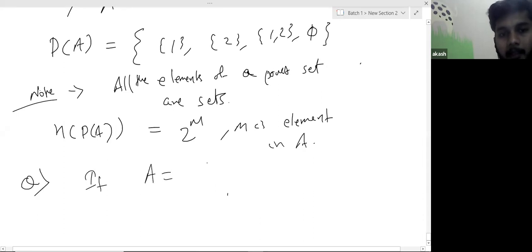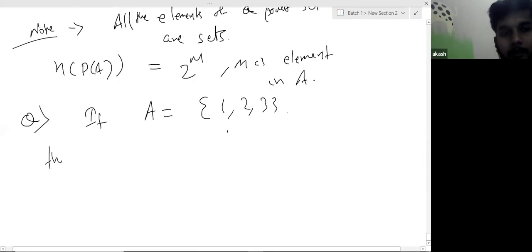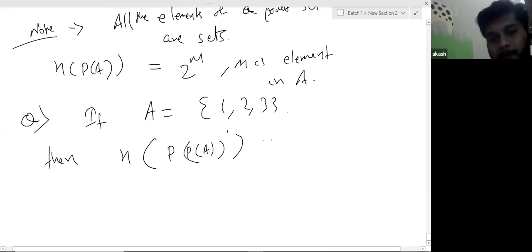Write down the question. If A is {1, 2, 3}, then find n of P of A. I'll give you 2 minutes to solve this. Think about this clearly. You know how to find n of P of A. Let's see how you solve this. I'll give you 2-3 minutes.